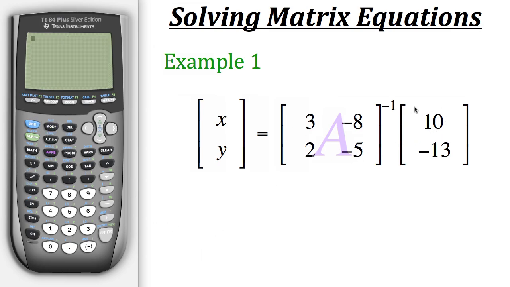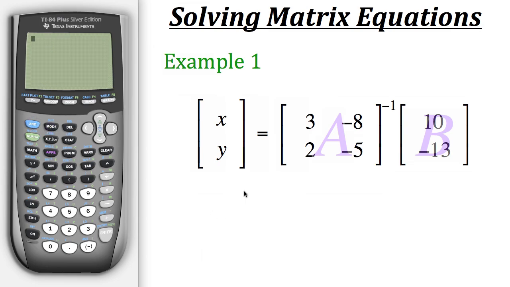Now we still have this matrix with our constant values. We could put that data into matrix B. So we'll go to second, x inverse, scroll over to Edit again, and this time we'll put the data into matrix B. Now this time, we only have 2 rows and 1 column. And so in the first row we have 10, and in the second row we have negative 13. So now we have that matrix ready.